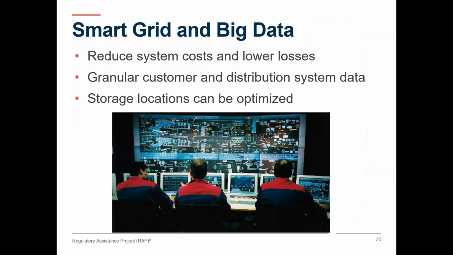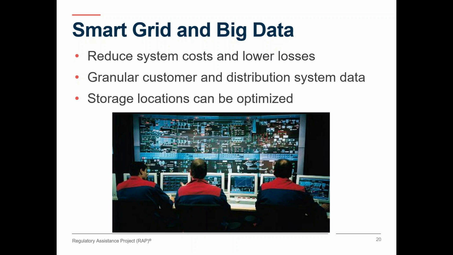Smart grid investments can reduce system costs, optimize system use, and tell us where to locate storage to minimize total costs. These investments, once again, have benefits that span the electric system and should be treated that way in cost allocation studies, regardless of how the costs show up in the accounting system.